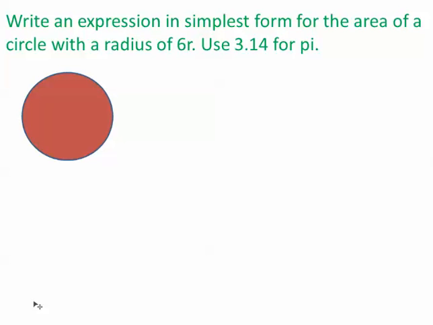Write an expression in simplest form for the area of a circle with a radius of 6r. Oh, this reminds me, I sent you a formula sheet when you first walked in, and you can save it. It's the little reference formula sheet you get when you go to the EOC at the end of the year, the end of course state test. So you want to become very familiar with it.